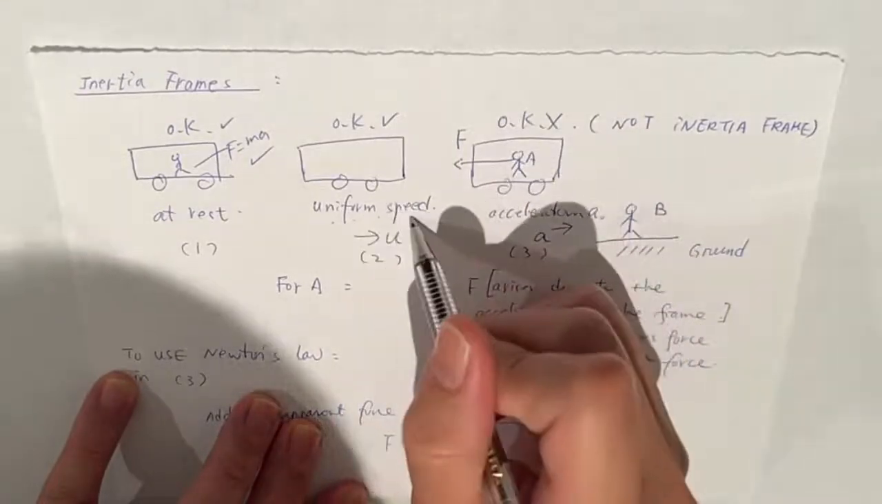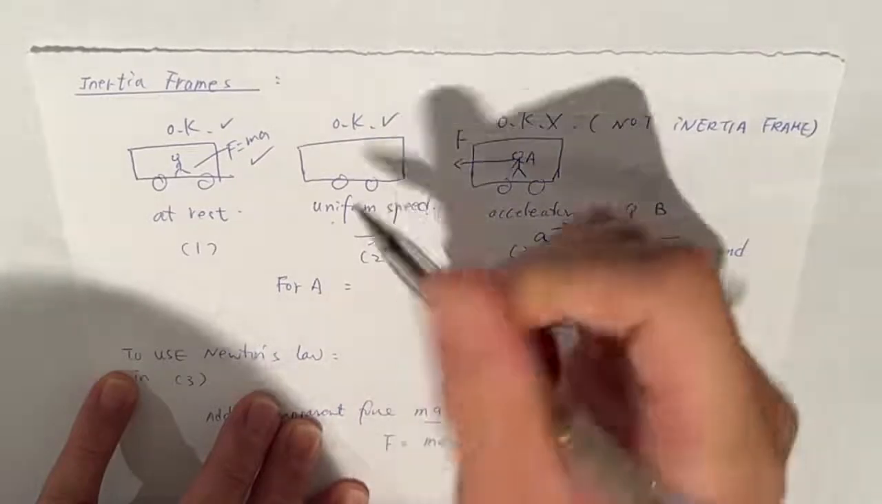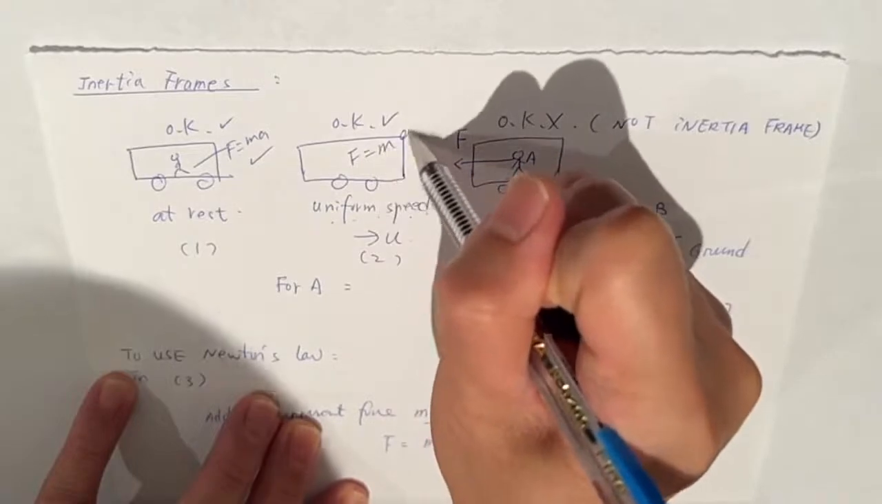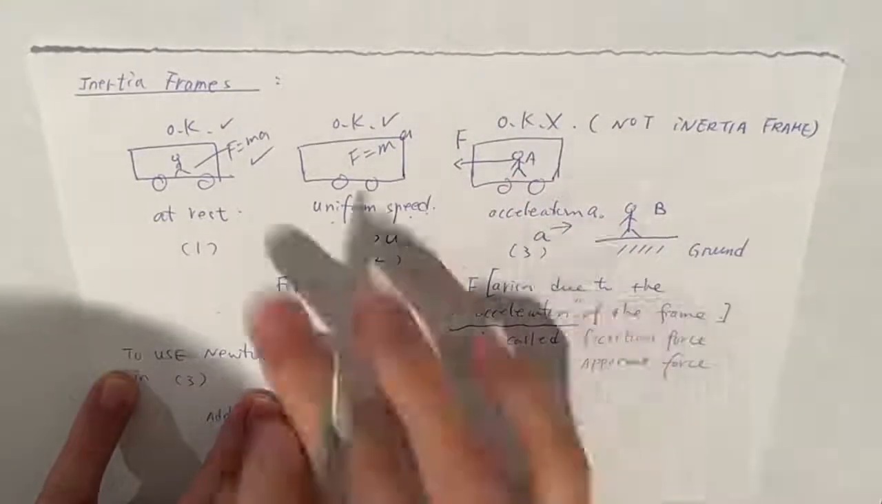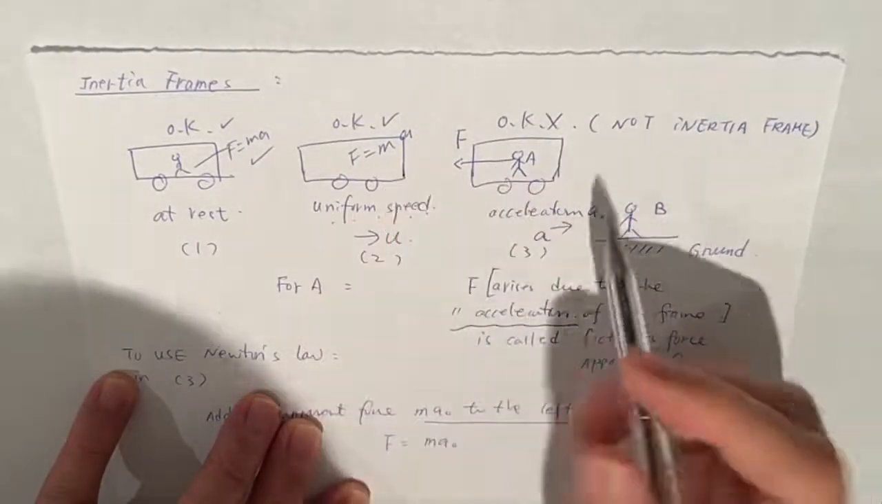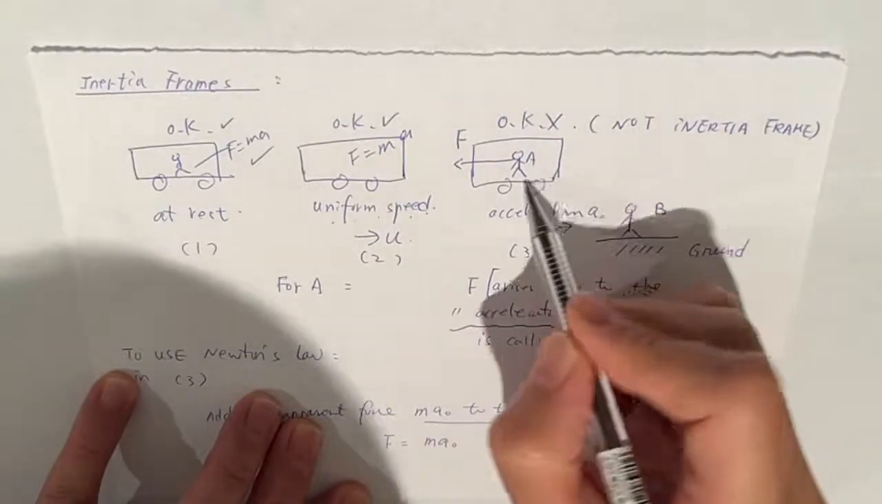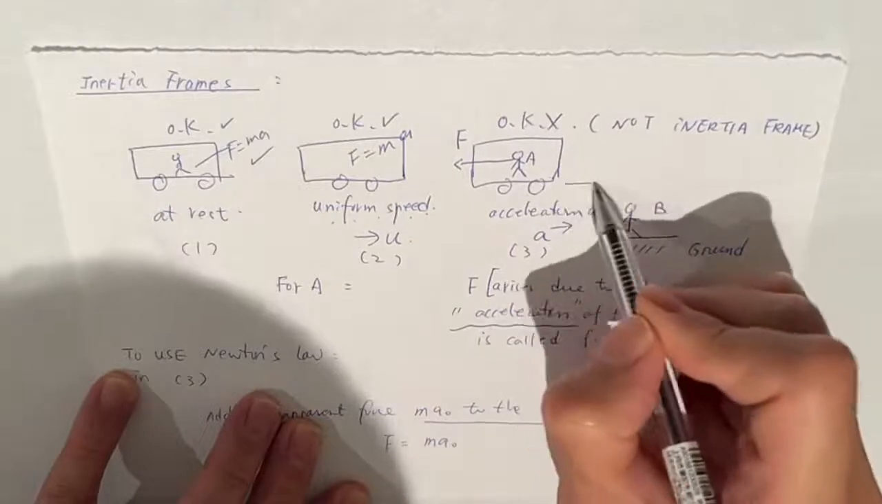Now, since it is moving with a uniform speed, Newton's law still holds. So you can still use F equal to ma. No problem. Okay? How about the situation here? Suppose the train or the car moves forward with an acceleration a.